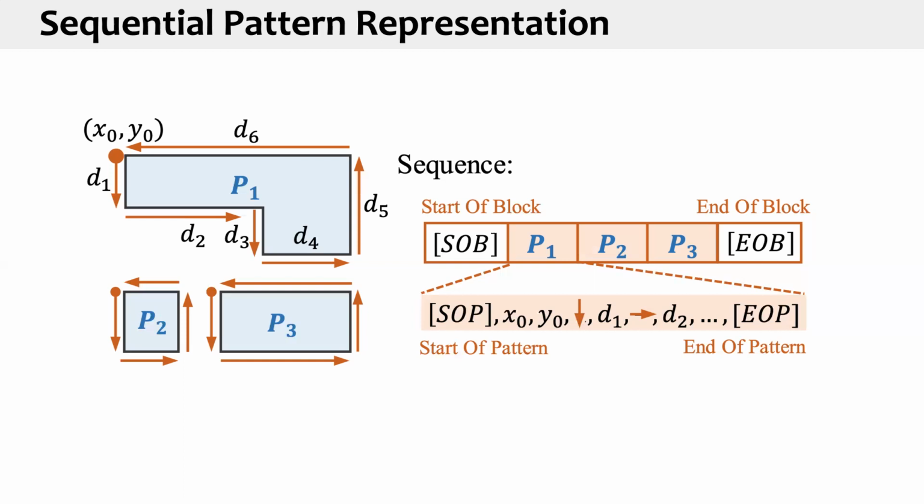Multiple polygons are contained within a pair of tokens SOB and EOB, denoting the head and the tail of a layout block. In the sequential representation of the layout block, the polygons are sorted in ascending order according to the y-coordinate of their upper left corners. If two polygons have the same y-coordinate of their upper left corners, the one with smaller x0 comes first.